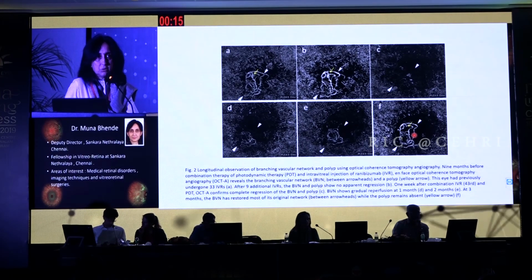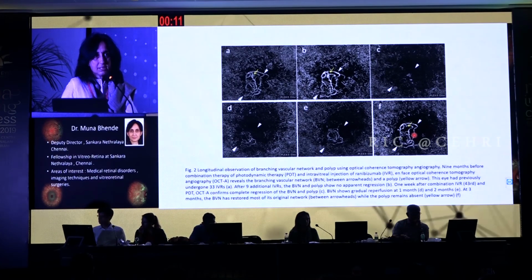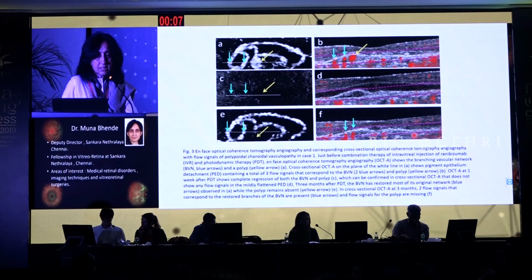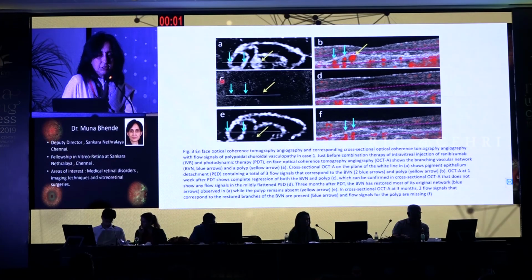So this is something the OCTA tells us, that maybe the branching vascular network does regress and then comes back later. This is again another OCTA from the same study showing complete regression about a week after treatment and reappearance of the lesion later.